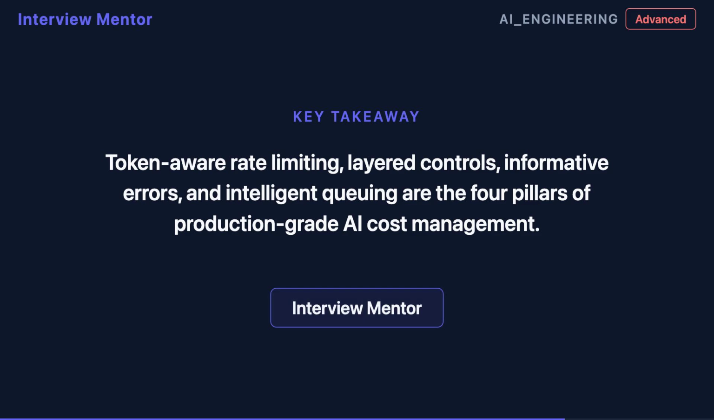Token tracking, layered limits, helpful error messages, and queuing over rejection. That's production-grade AI rate limiting.